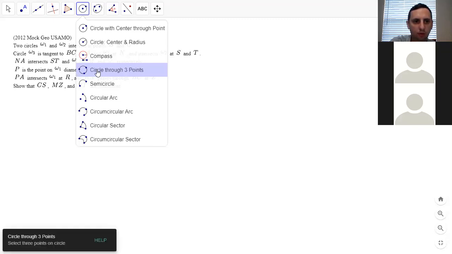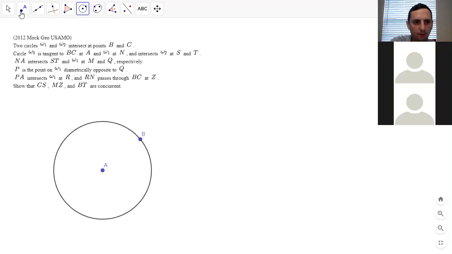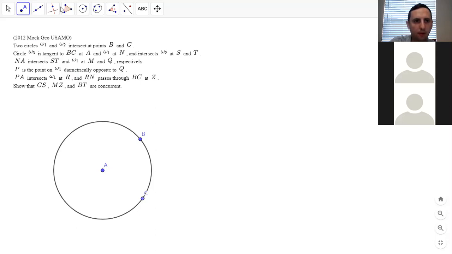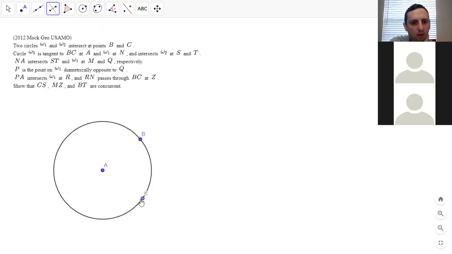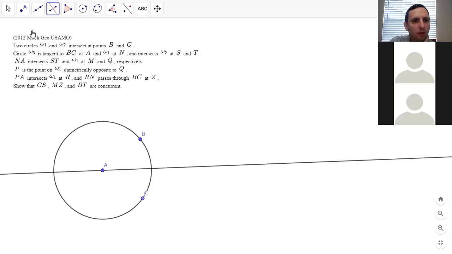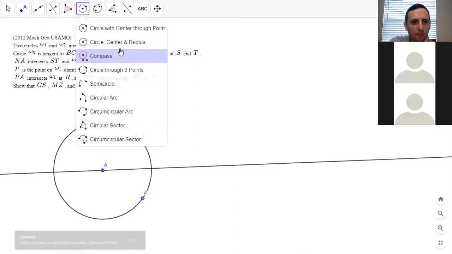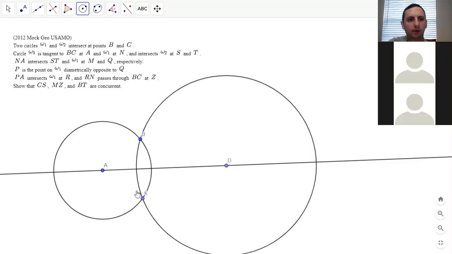So we have two circles. They intersect at points B and C. So I'll draw it like this. And actually, I could just do it like this. So these two circles intersect at B and C. And then we have another circle that's tangent to BC.